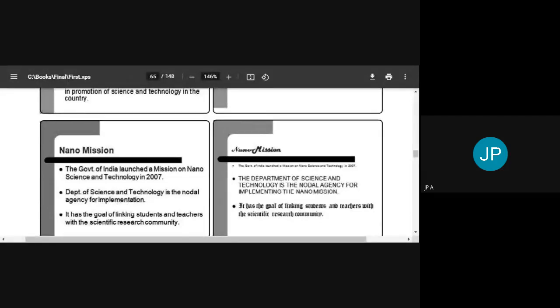Third point of the second slide is that they have again used fancy fonts. So fancy fonts is not suitable. So they should be avoided.